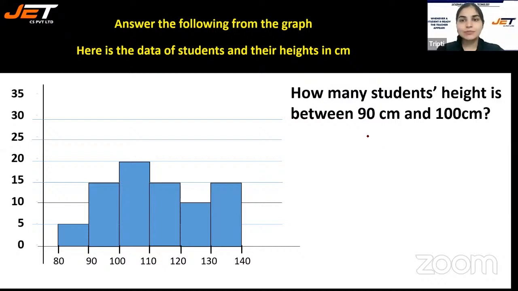How many students' height is between 90 centimeters and 100 centimeters? We can see that clearly. Very easy. 90 to 100 is just 15. 15 is the answer.